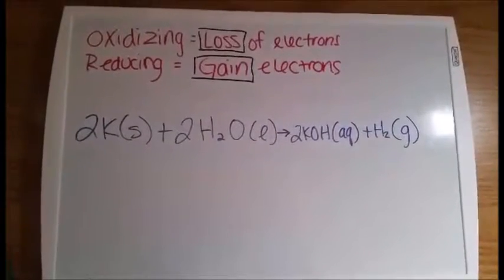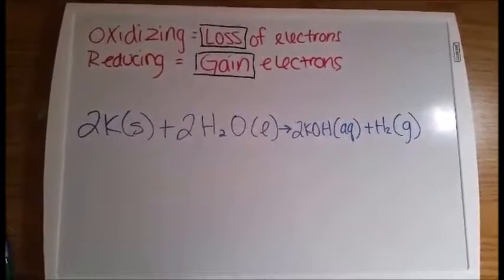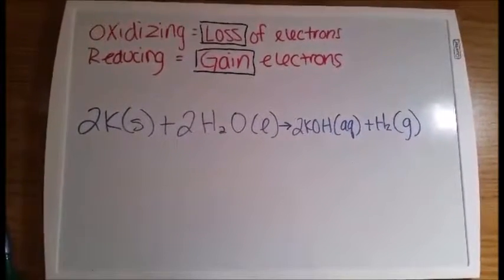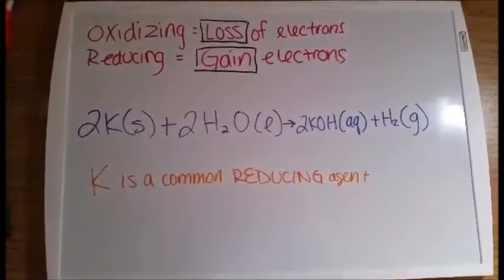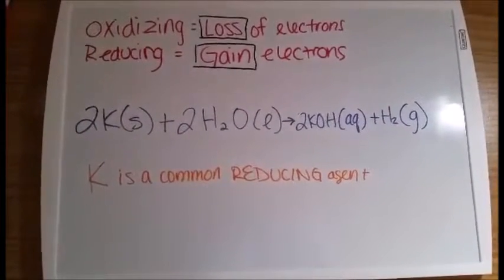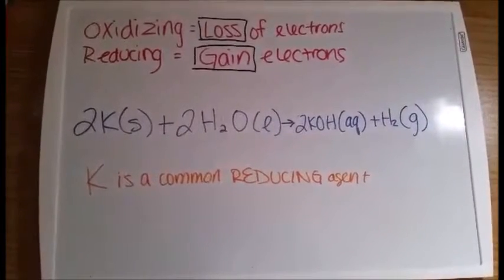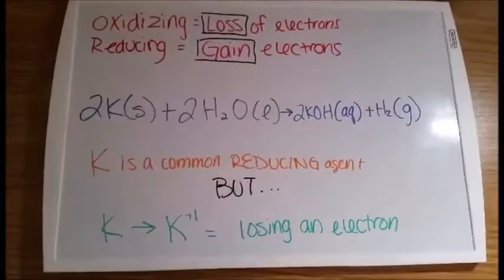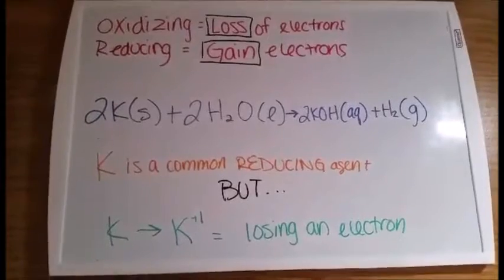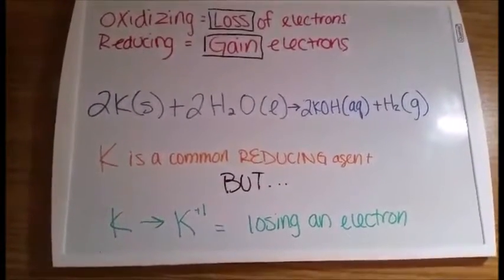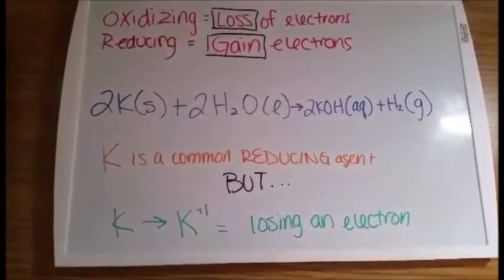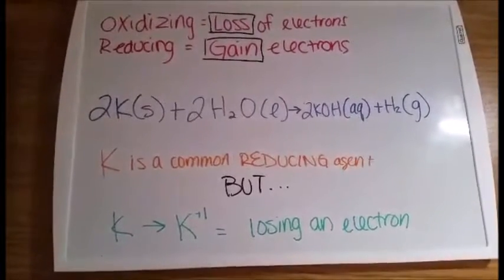So we want to know what the oxidizing agent is and what the reducing agent is in this reaction. Potassium is a common reducing agent, but in this reaction, it is oxidized to form the potassium K plus ion. So potassium goes from 0 to +1, losing an electron, where hydrogen and water is reduced to the elemental H2.